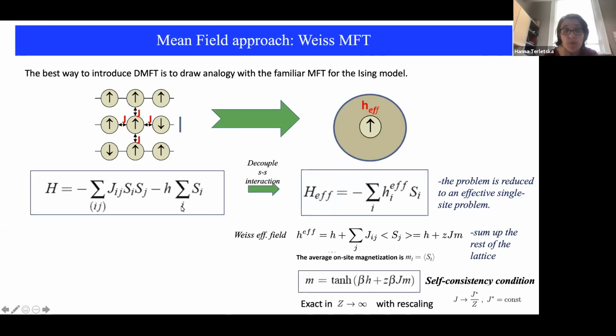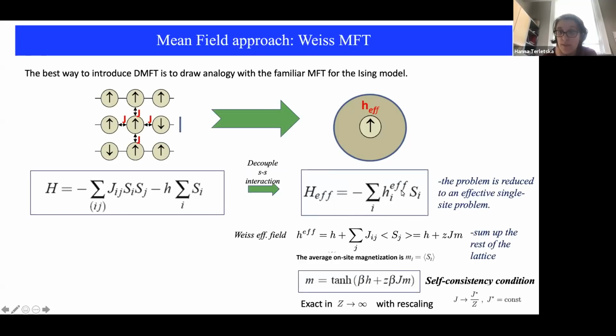Instead of solving this problem, we can use mean field approximation, which employs a mapping of the lattice problem to the impurity problem embedded in effective mean field. So instead of solving this Hamiltonian, we can decouple the spin-spin interaction by writing an effective Hamiltonian, which considers the interaction of the spin with some effective magnetic field created by the rest of the lattice. This H effective represents the overall effect of the rest of the lattice on the given spin.